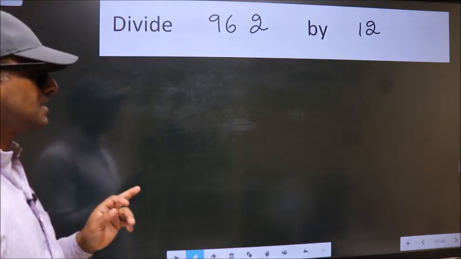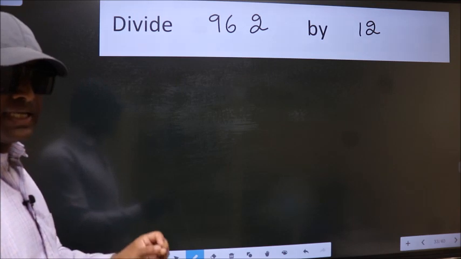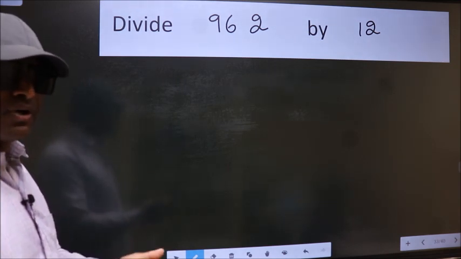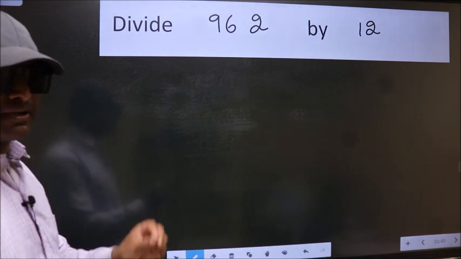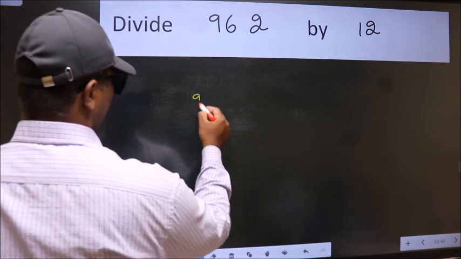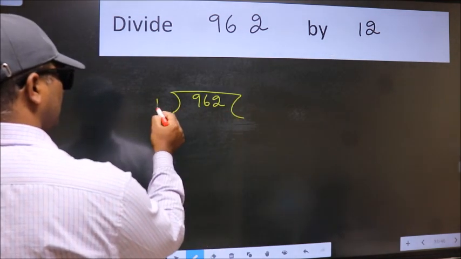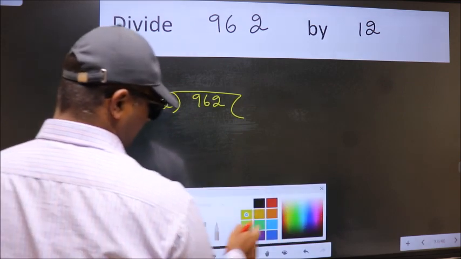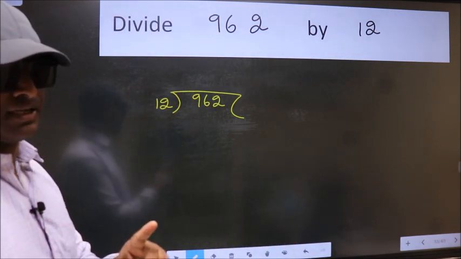Divide 962 by 12. While doing this division, many make a mistake. What is the mistake that they make? I will let you know. But before that, we should frame it in this way. 962 here, 12 here. This is your step 1.